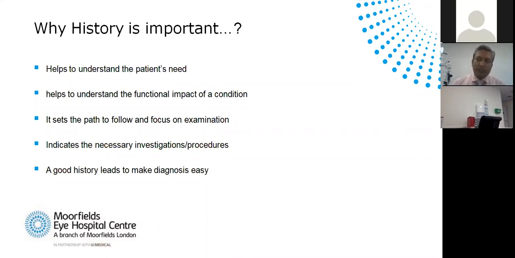It also helps us design the subsequent steps we should take. For example, based on the history itself, the clinician may decide if the person should go for an X-ray or CT scan, just as an example. And many times, if the history is complete and informative enough, it makes the diagnosis much easier. There are studies which suggest that in up to 60 to 70% of cases, based on the history itself, we are very close to the diagnosis. So that's why the history is very important.